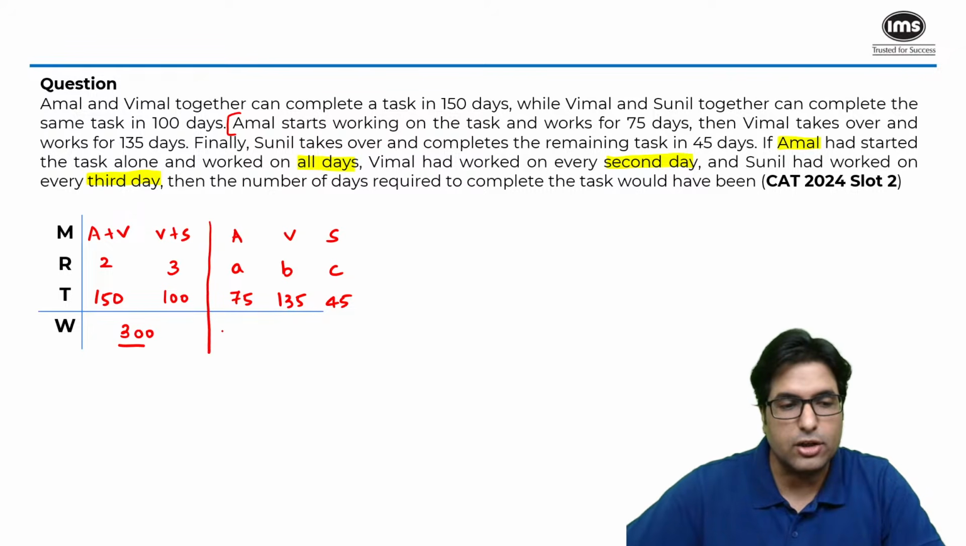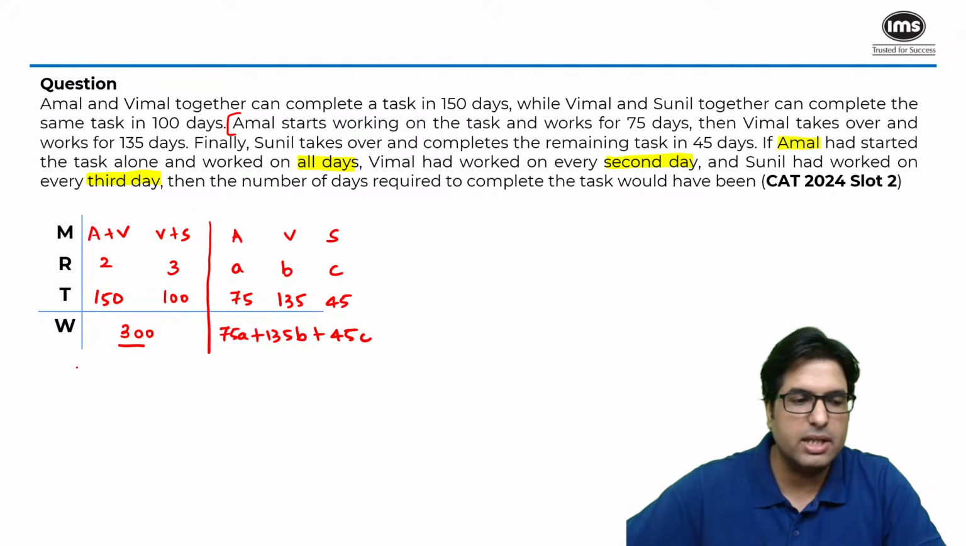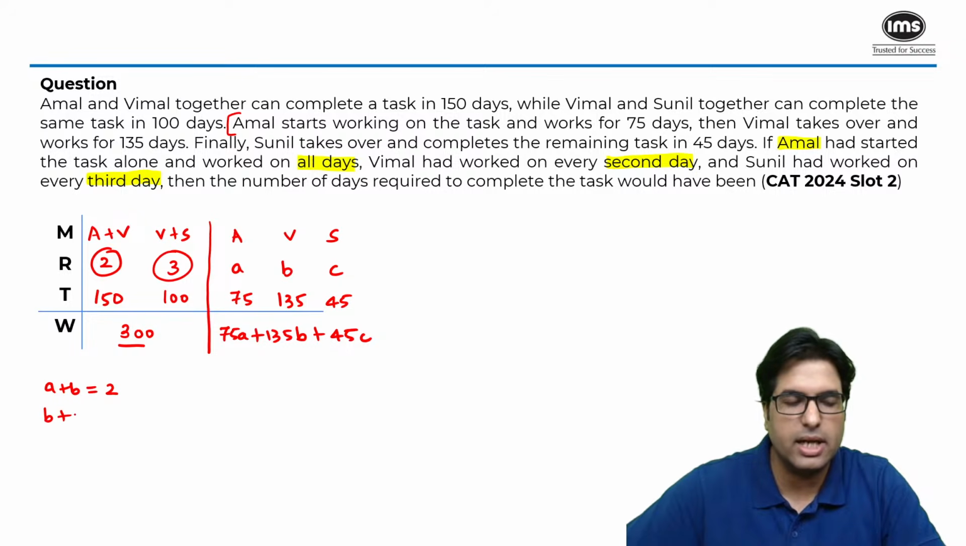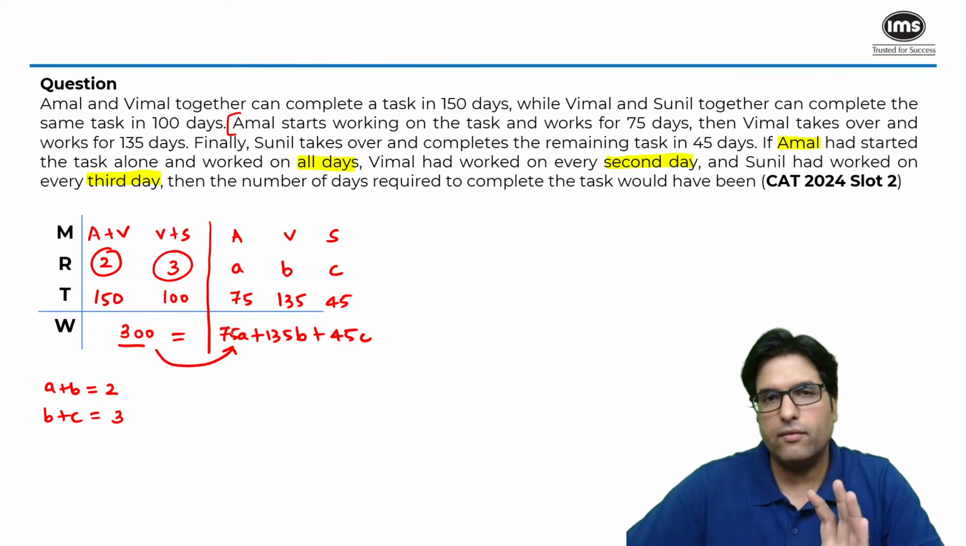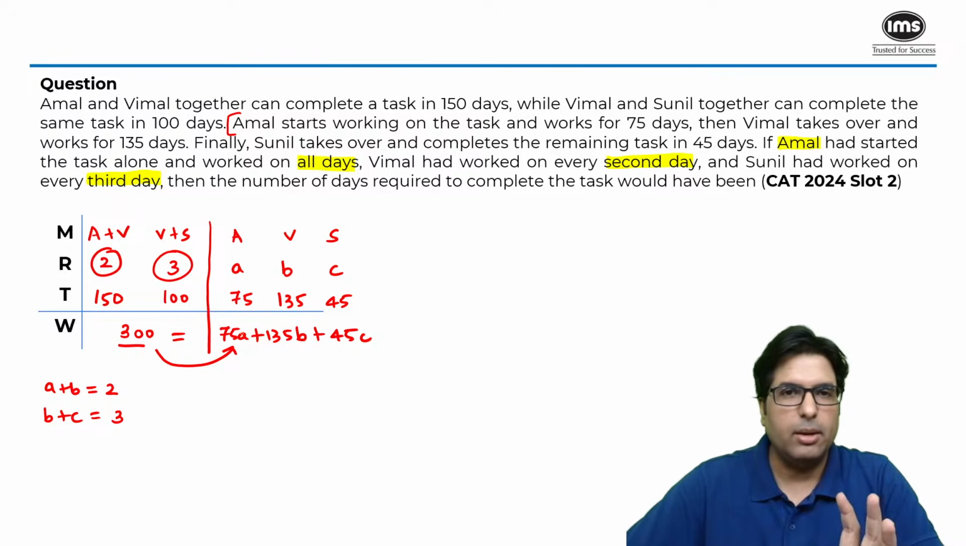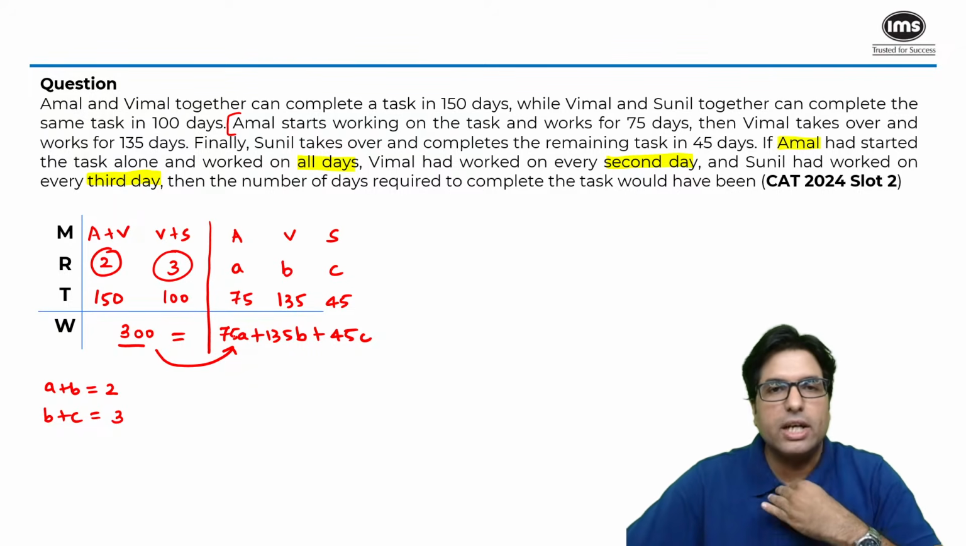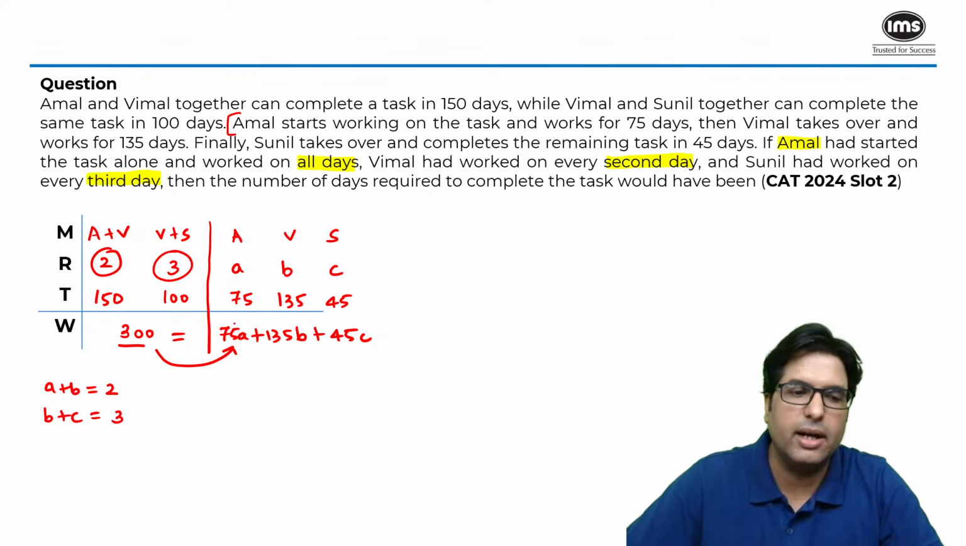This 300 is actually equal to 75 into a plus 135 into b plus 45 into c, where we know, if I write it in the form of equations, that a plus b is 2 from this data. From this data of 3, I know that the rate of b and c combined together is 3. And I know that this 300 is equal to this value. Now you have 3 equations and 3 variables. There will be a lot of people who will want to solve these equations via the standard method and get the answer.